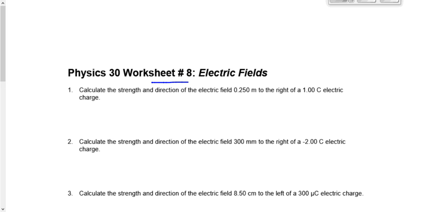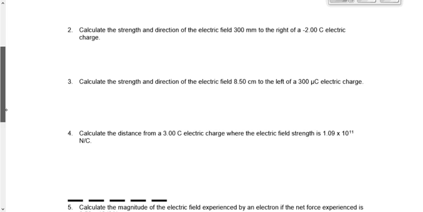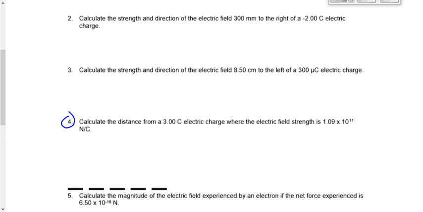We're taking a look at worksheet number 8. There are 4 questions on this worksheet: 4, 7, 8, and 12, starting with question number 4. Question number 4 says, calculate the distance from a 3 coulomb electric charge where the electric field strength is 1.09 times 10 to the 11 newtons per coulomb.